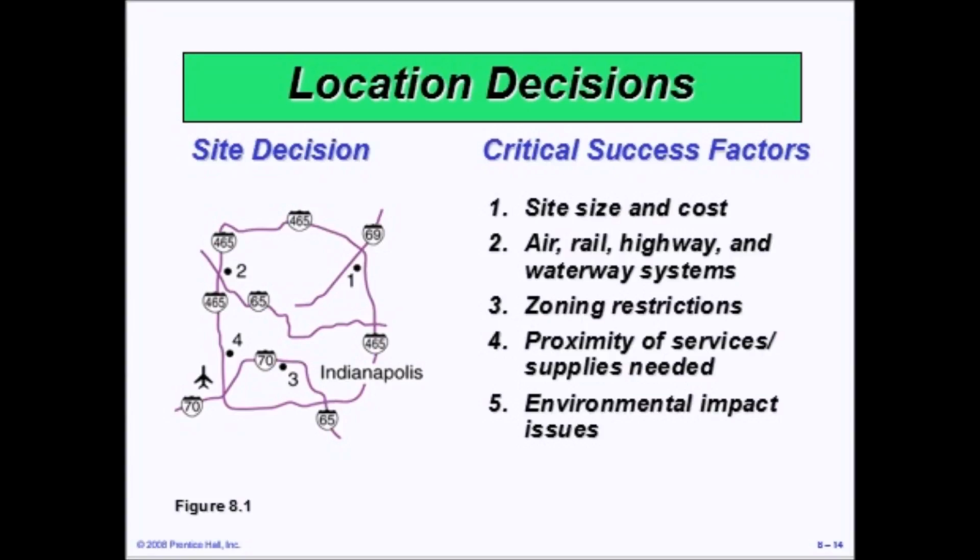Three is the zoning restrictions. It is for the safety of the employees and the nearby houses or businesses. Fourth is the proximity of services or the supplies needed. This is to know how much time it would take to deliver the products around the area or how much time it would take to produce a certain number of products needed. Fifth is the environmental impact issues. This is to know if the business can operate in a certain country because there are fortuitous events that may happen and it can affect the production of the business.